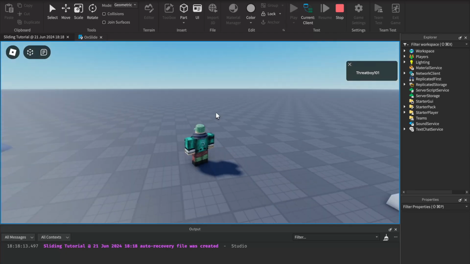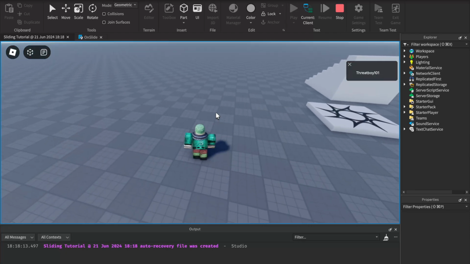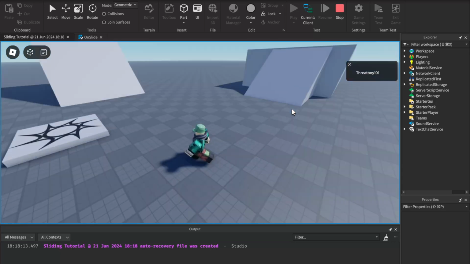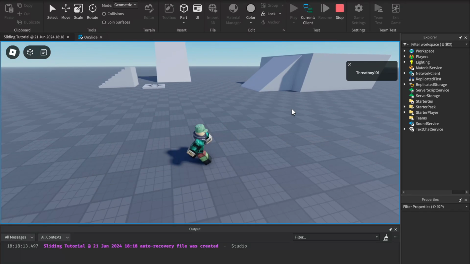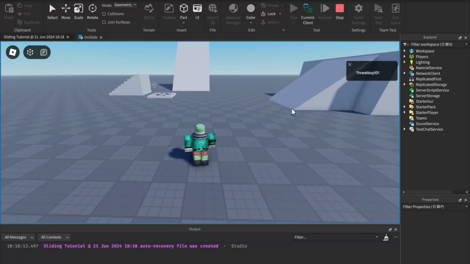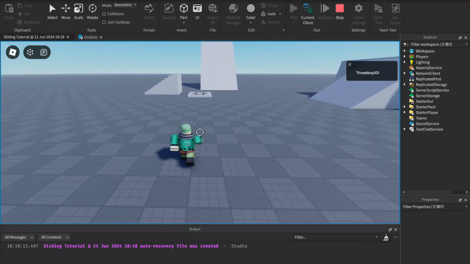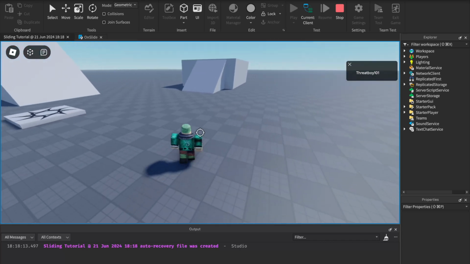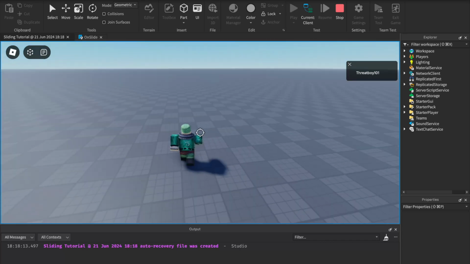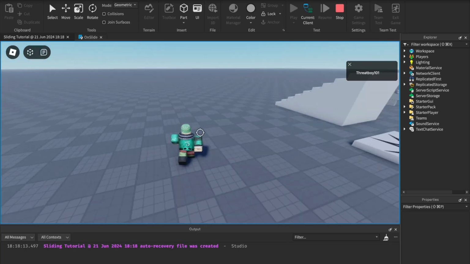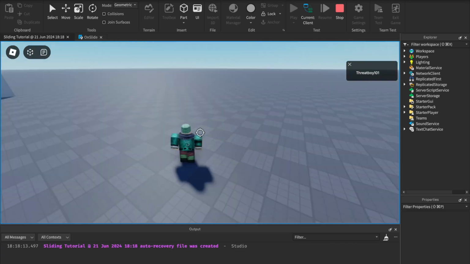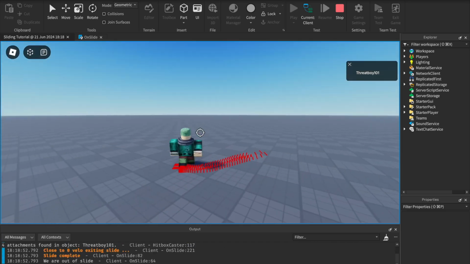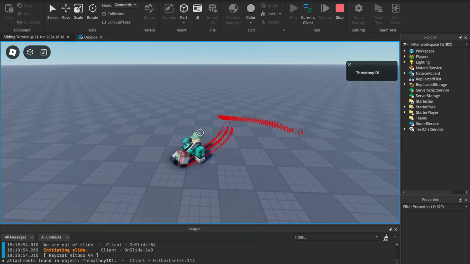Okay, welcome back, folks. So today I have decided to extend the capabilities of this sliding script. Particularly, I wanted to make it so that when you rotate the camera, it'll also slightly change the direction of the slide. So you can see that being demonstrated here.